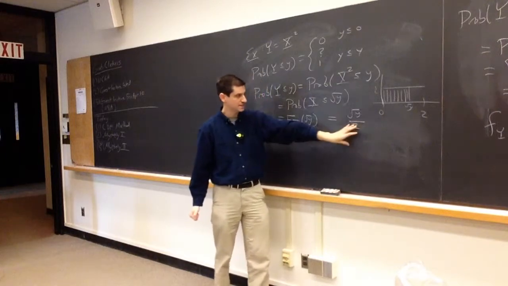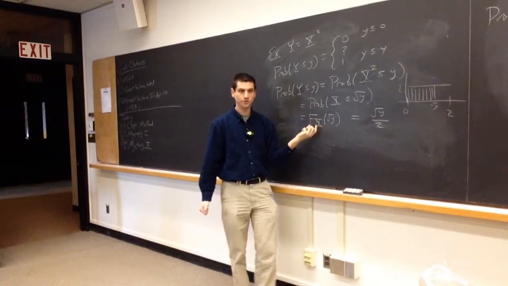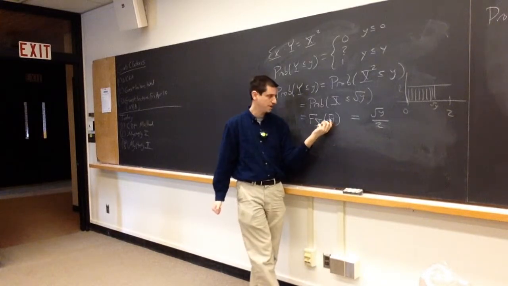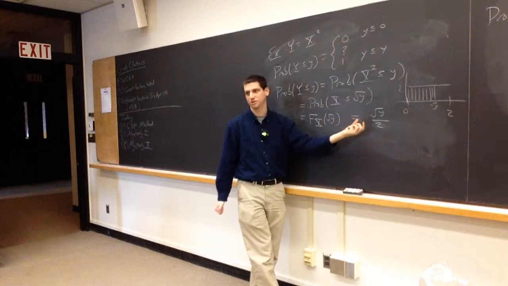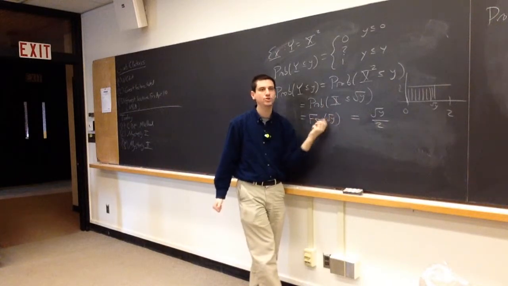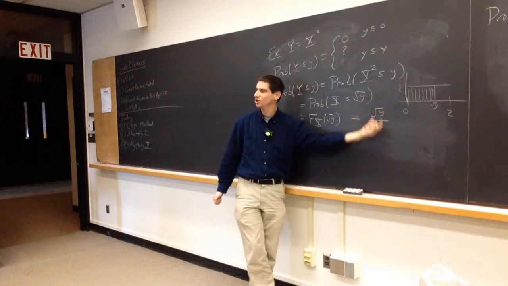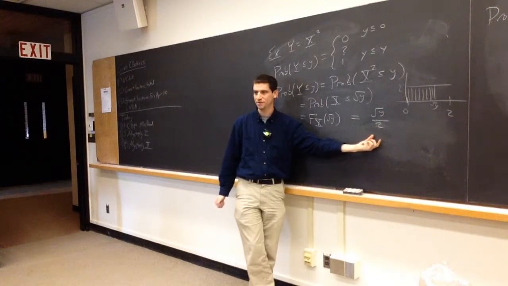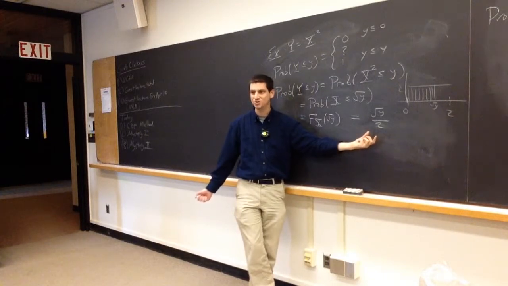I can either write down exactly what this is, or I can write down that it's my cumulative distribution function evaluated at square root of y. There is a reason I'm choosing this dinky example. I'm choosing this example so we can do it two different ways and compare. In general, we're not going to be in a situation where we know the CDF. But if we happen to be in a situation where we know the CDF, by all means use it.